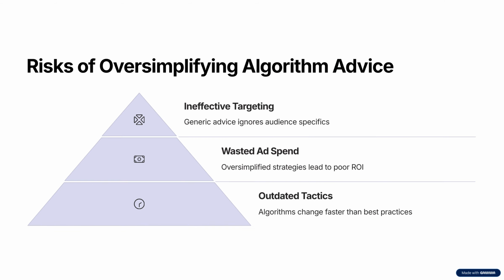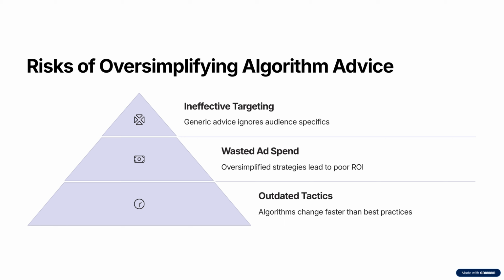And that leads us to the risks. Relying on this oversimplified advice isn't just neutral. It can actually hurt. Okay, how? What are the actual downsides? Well, a big one is just ineffective targeting. Generic advice ignores the huge differences between audiences, between platforms. What works for Gen Z on TikTok is probably not going to land the same way with, say, boomers on Facebook. You end up creating stuff that just misses the mark for the people you actually want to reach.